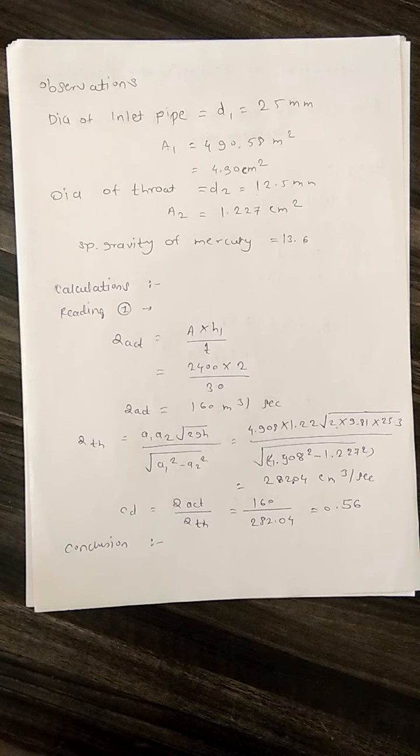Now last is the conclusion. The final conclusion of our practical is that the value of the coefficient of discharge of a venturimeter found experimentally and graphically is nearly the same. So we get values of Q actual and Q theoretical nearly the same.